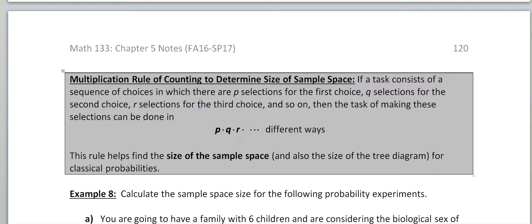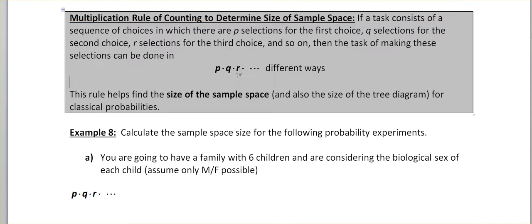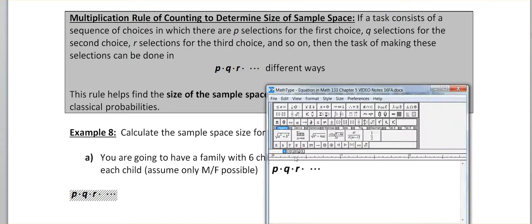All right, now let's go on to a couple of examples. So here I have us looking at the biological sex of a family with 6 children. Again, we're assuming only male, female possible. This should be very familiar to you because we've already done it. But essentially you say, okay, for the first child, that's the first task. So the first task has how many options? Well, male and female are the only options, so that's 2.